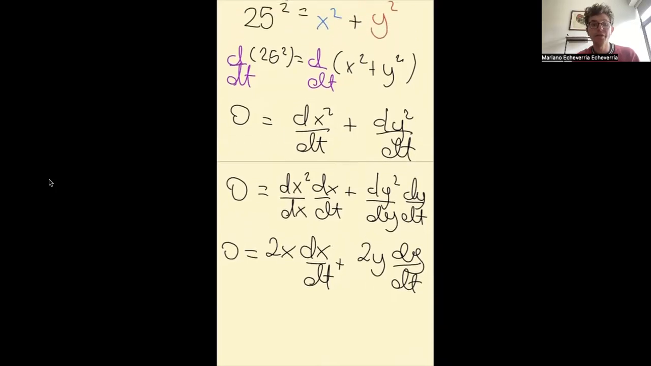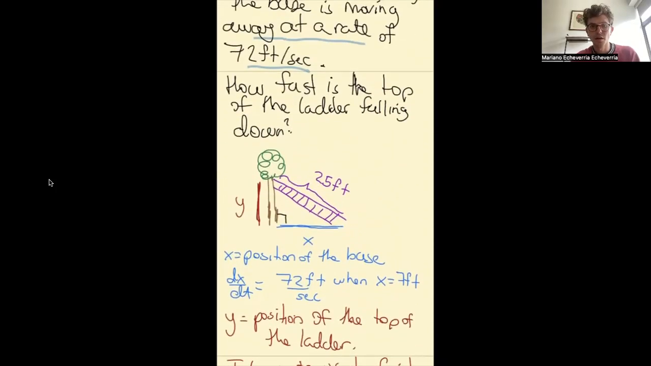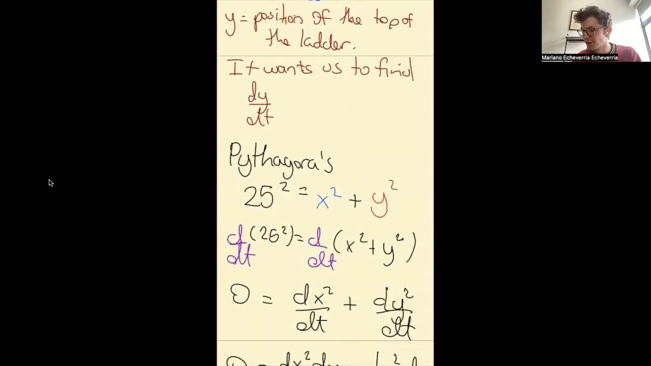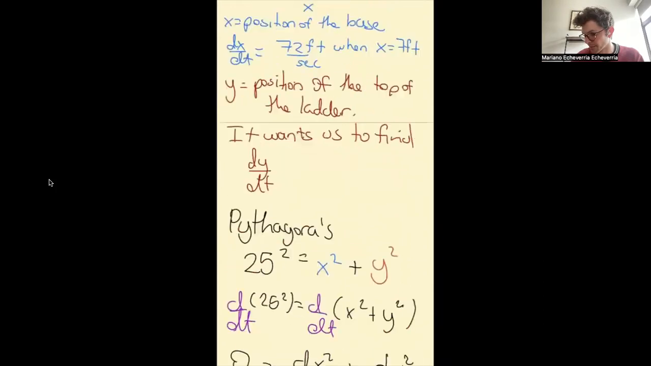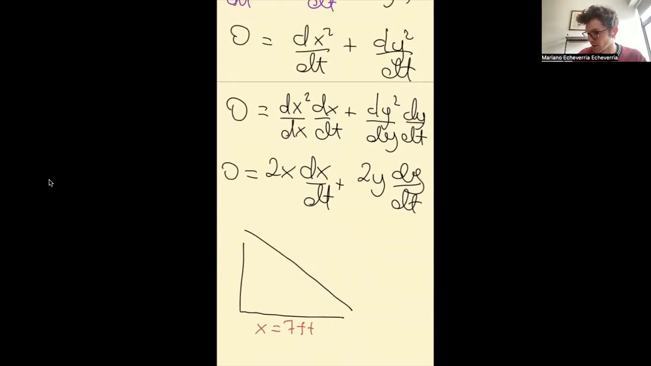And again, we want this when the base is 7 feet from the tree. So you should do a diagram here, where x is 7 feet. The ladder is always 25 feet.